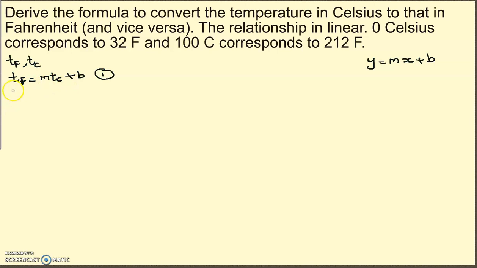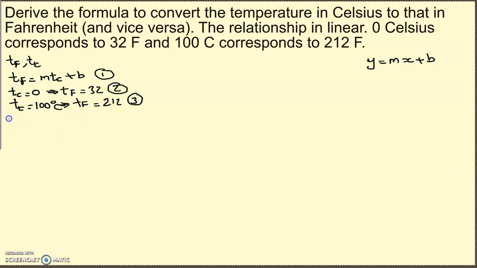So one piece of information that we have is that when Tc equals 0, we know that the corresponding temperature in Fahrenheit is equal to 32. We'll call that 2. And then the second piece of information, we know that when the temperature is 100 degrees Celsius, which is the boiling temperature of water, the corresponding temperature in Fahrenheit is equal to 212, and we'll call that number 3.